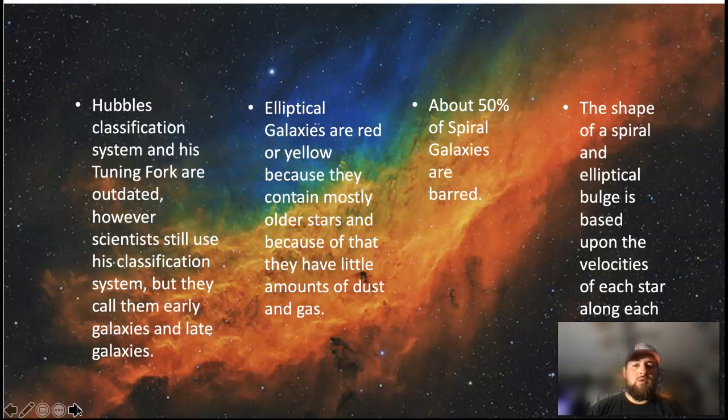Hubble's classification system and his tuning fork are outdated. However, scientists still use his classification system today, but they call them the early galaxies and the late galaxies. Elliptical galaxies are red or yellow because they contain mostly older stars, and because of that, they have little amounts of dust and gas. About 50% of spiral galaxies are barred. The shape of a spiral and elliptical bulge is based upon the velocity of each star along each of their own individual axes.